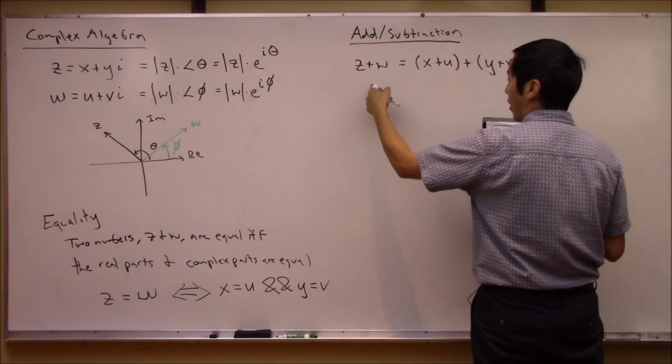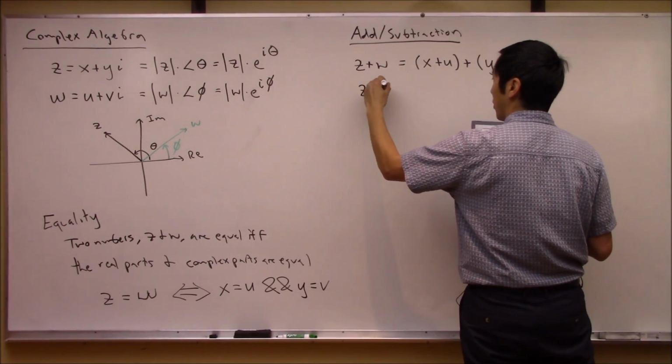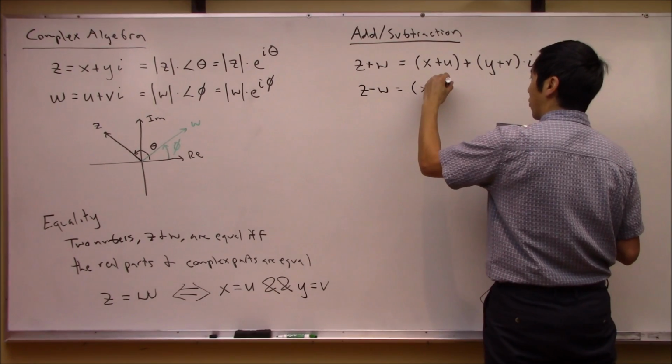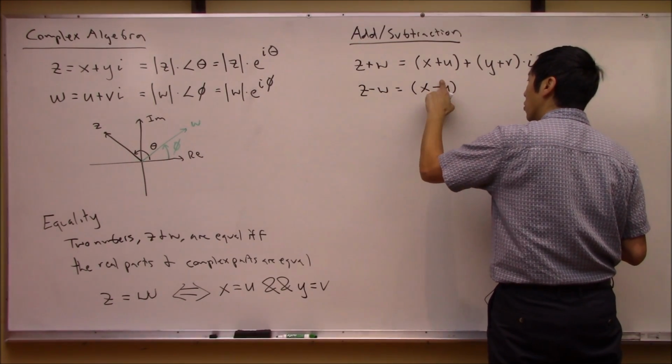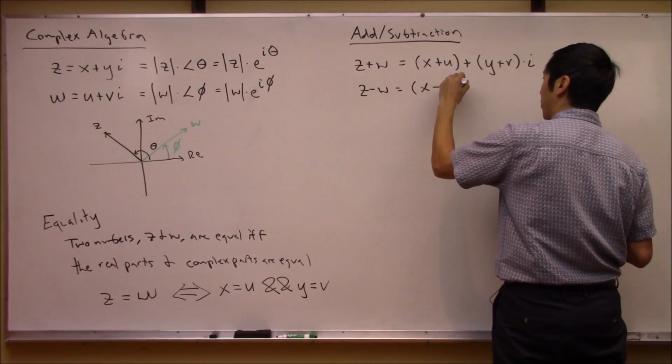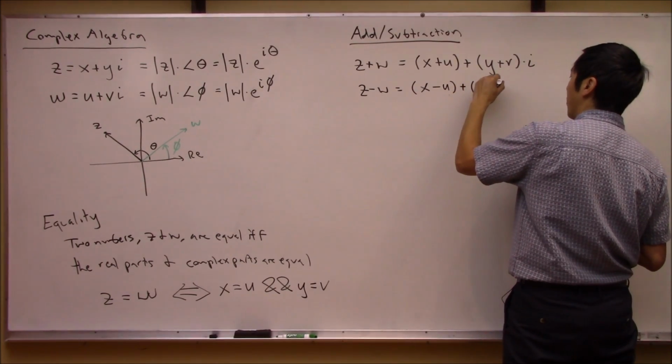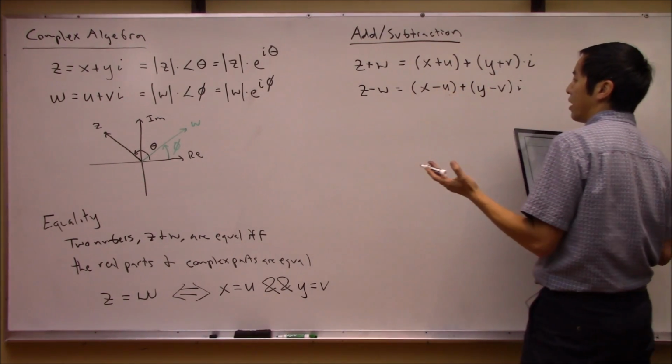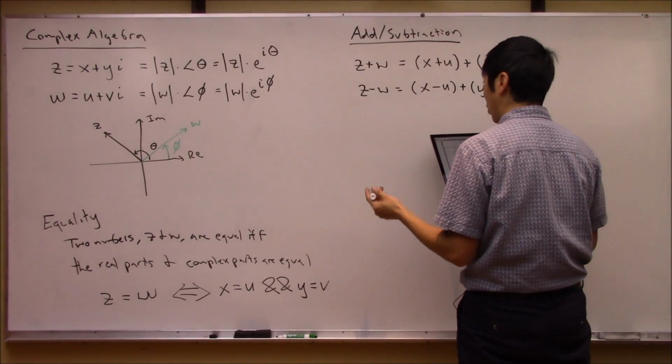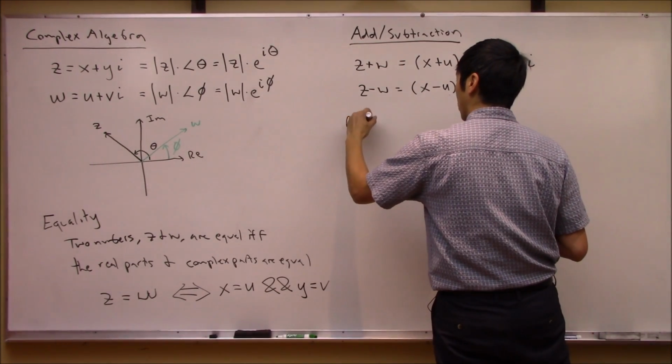Subtraction is just the same. So z minus w, it's basically you subtract the real components, x minus u, my handwriting, I apologize for that, and then y minus v times i. So addition and subtraction is nothing to worry about. How about multiplication?